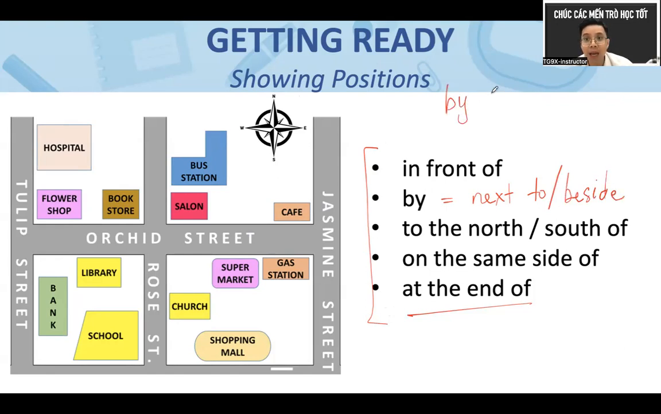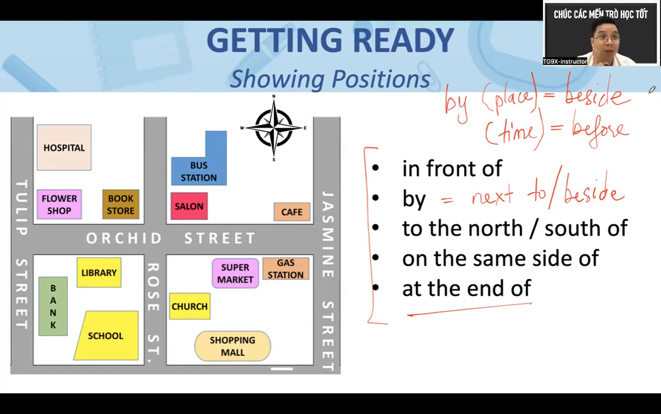By has many meanings. It could be a place; in this case it means beside or next to. It could be a preposition of time; in this case it means before. For example, you need to be present by 7 a.m. tomorrow. It means the latest time you are there is 7 a.m. You need to be there before 7. So I think we can skip this.